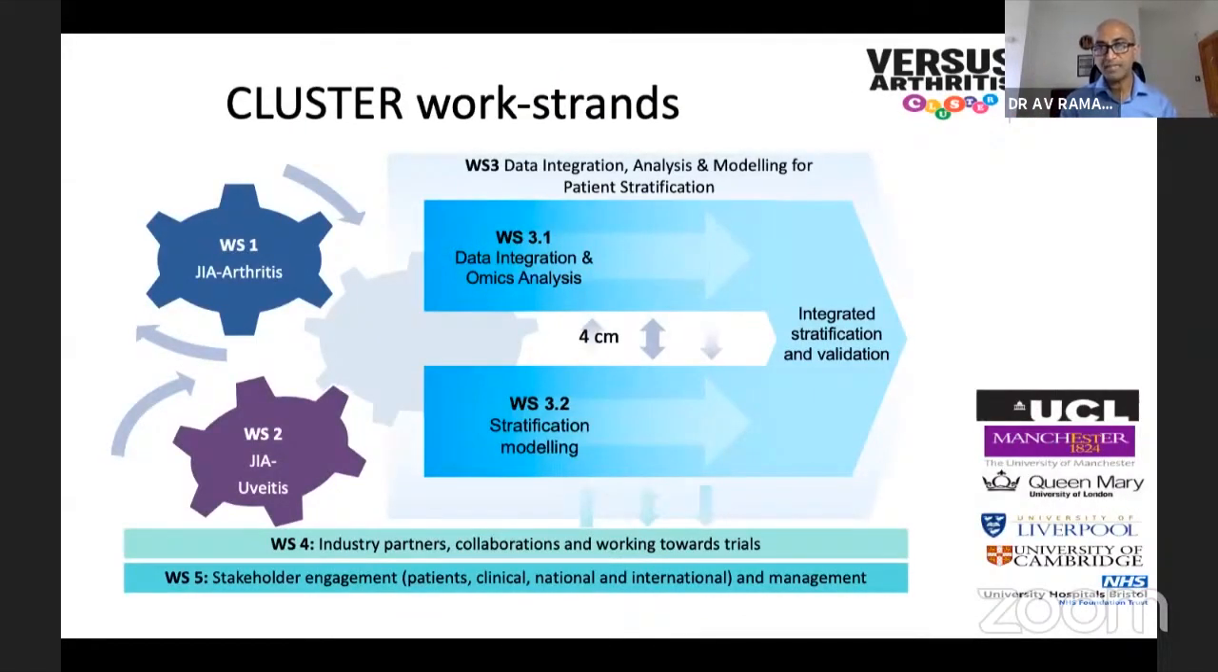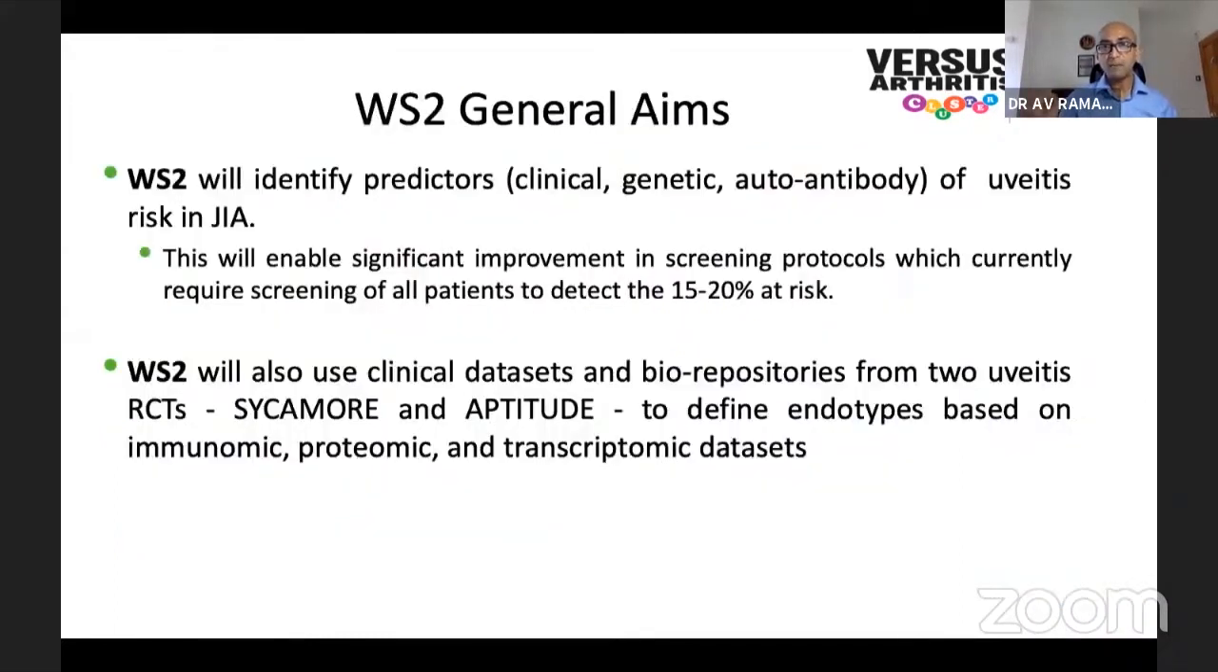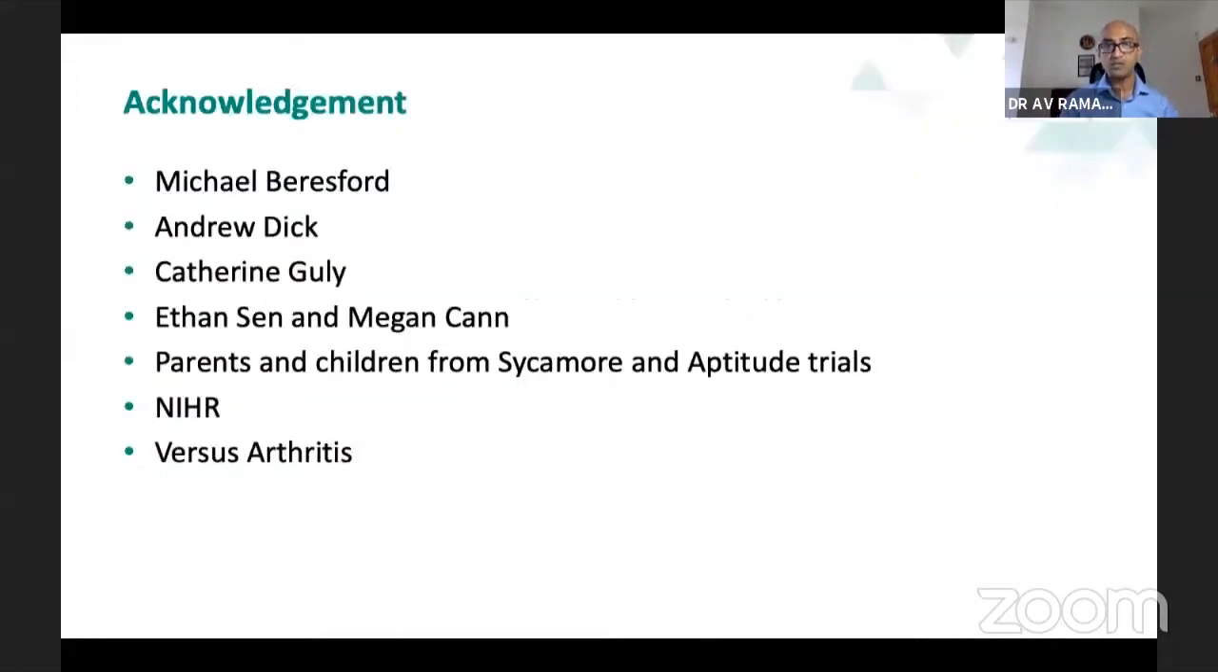We've got some amazing data scientists, and hopefully in a couple of years' time, when I come back to speak to you, I can show how we can probably at diagnosis predict who's going to get uveitis, and once they get uveitis, who's going to respond to a TNF, who's going to respond to an IL-6, or who's going to respond to some of the new molecules.